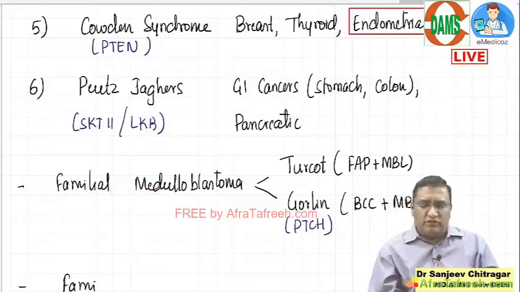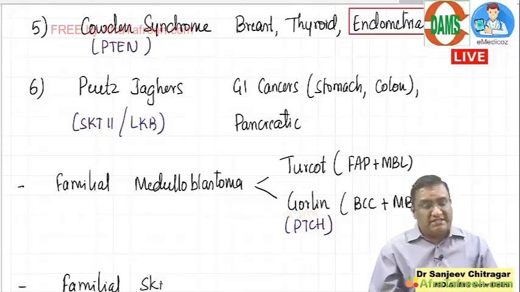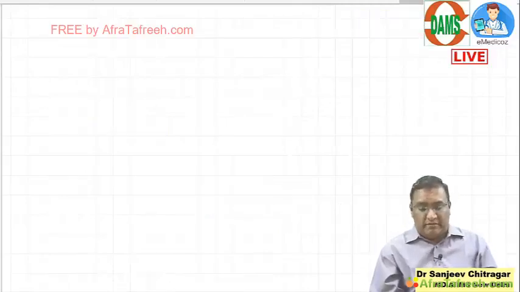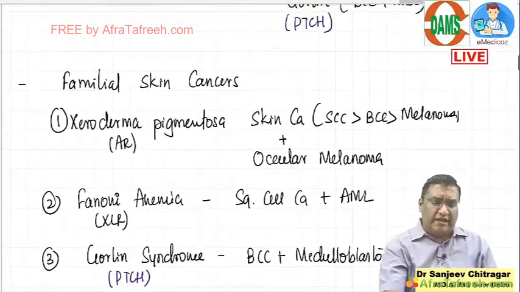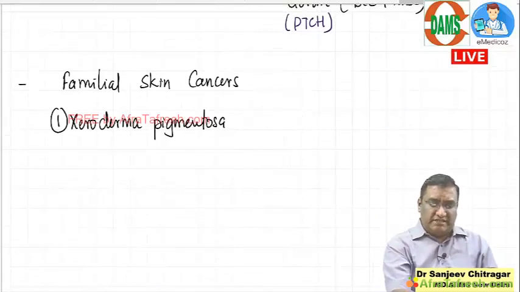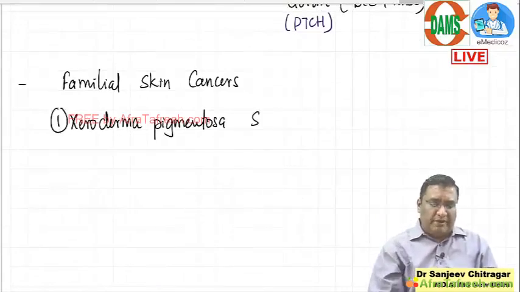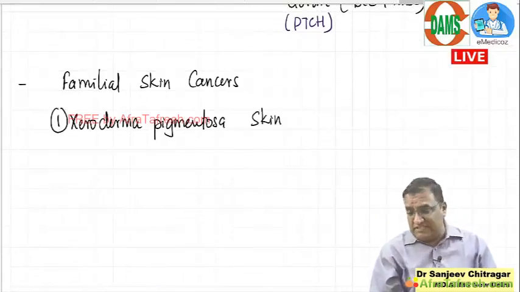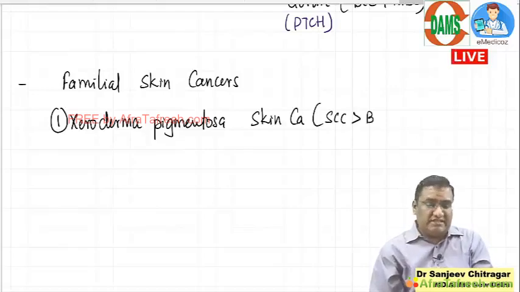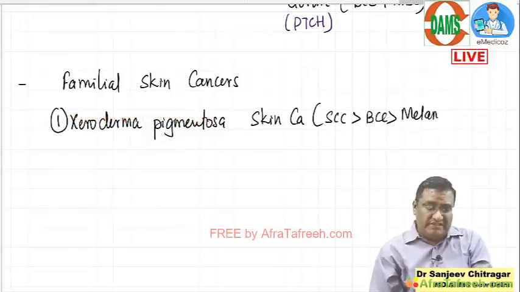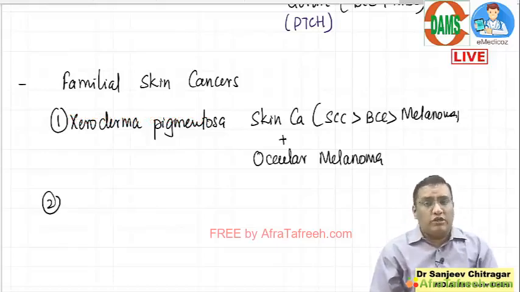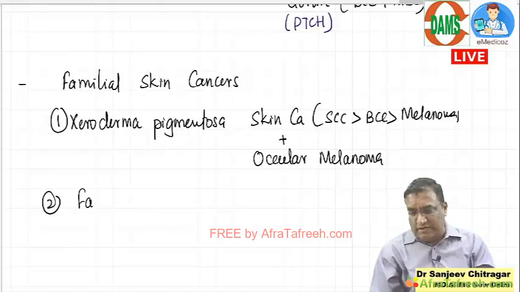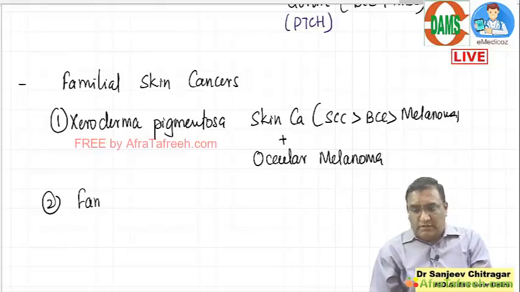Next, apart from this, one more I want to discuss, familial skin cancers. These also can come as a question. There can be various skin cancers occurring in different conditions. Let us discuss. First one, xeroderma pigmentosum, which is an autosomal recessive disease, will have skin cancer, SCC most common, followed by BCC, followed by melanoma of skin. Apart from this, it will also have ocular melanomas.